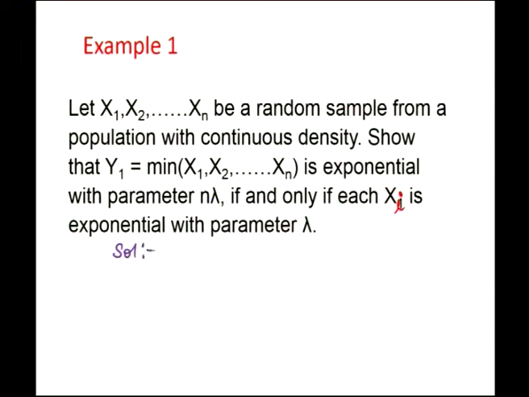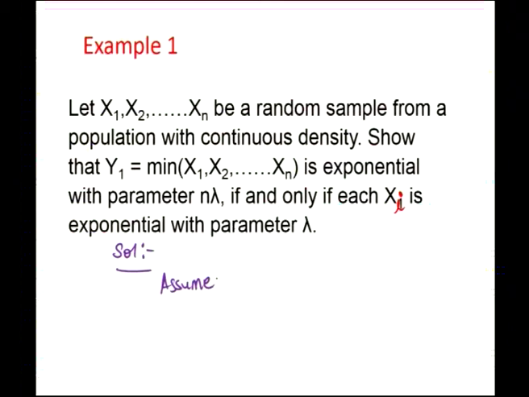First of all, we have to prove that y1 is equal to minimum of x1, x2 etc. up to xn is exponential if xi is exponential with parameter lambda. And assuming the minimum of x1, x2 etc. up to xn is exponential, we have to prove that each xi is exponential with parameter lambda. Okay, we shall prove this.